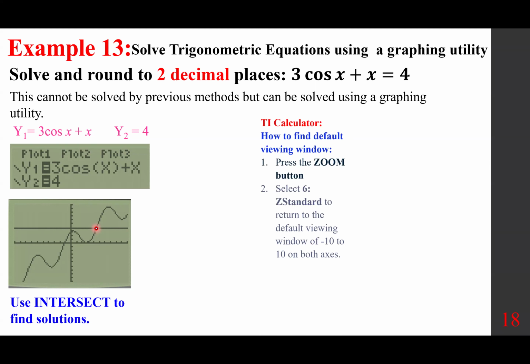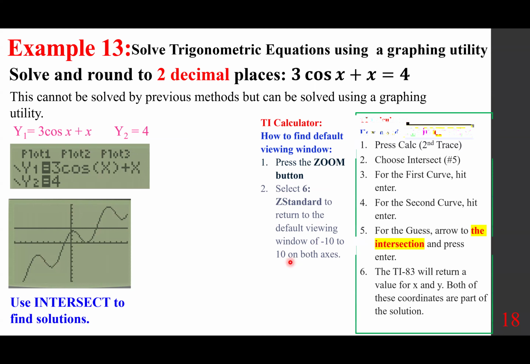And the way you do so, in a TI calculator, if you can't find this, you can go to the default window, press the zoom button, select 6, which is Z standard, to return to the default of -10 to 10, or you can change it. Also for a TI calculator, press second trace, choose intersect, which is number 5. For the first curve, hit enter. For the second curve, hit enter. For the guess, arrow to the intersection, press enter. The TI-83 will return the value of x and y. Both of these coordinates are part of the solution.